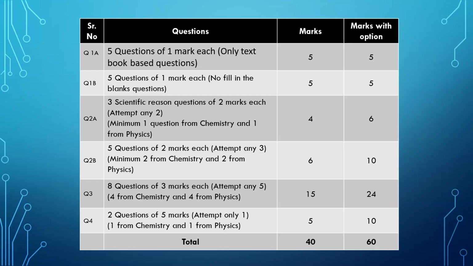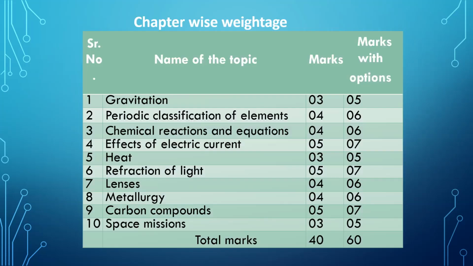Now we are going to see the chapter wise weightage. The chapters in Science 1. Which are the chapters? Gravitation, periodic classification of elements, chemical reactions and equations, effects of electric current, heat, refraction of light, lenses, metallurgy, carbon compounds, and space missions. These 10 chapters we have in Science 1, right? So students, how are the marks distributed chapter wise? See, for gravitation, a 3 marks question will definitely come, and with option a 5 marks question will come. In the second chapter, periodic classification of elements, 4 marks will come and 6 marks with option will come definitely.